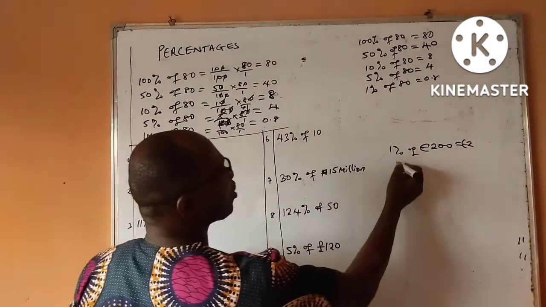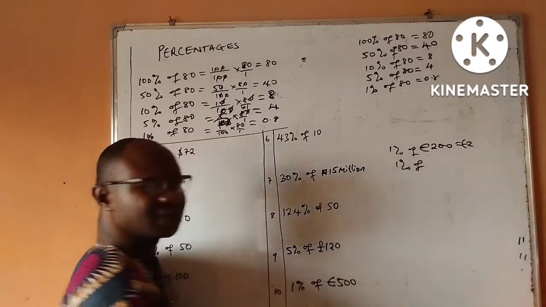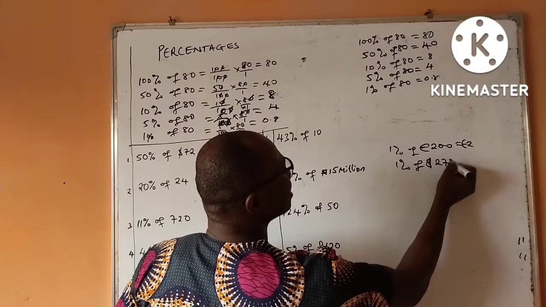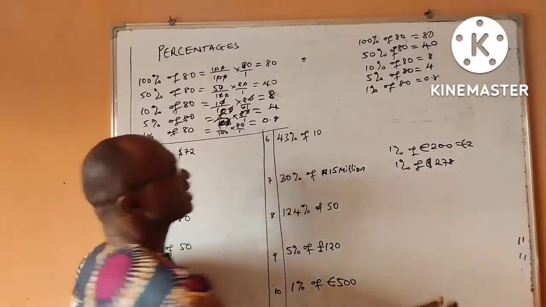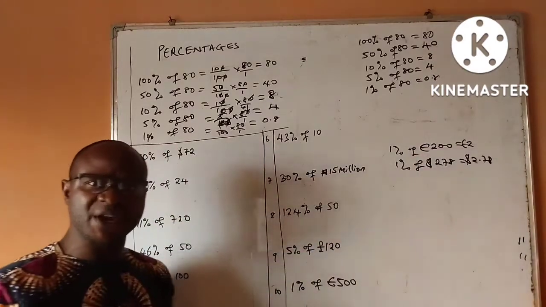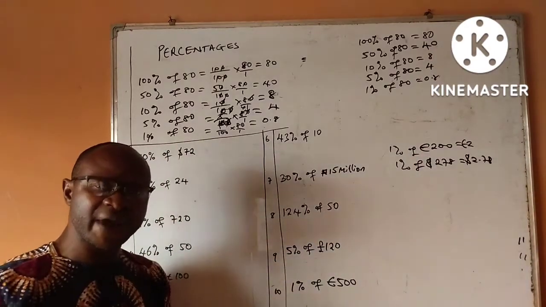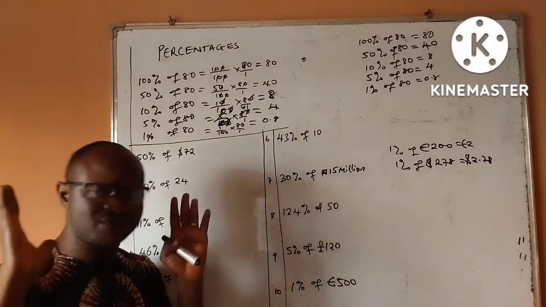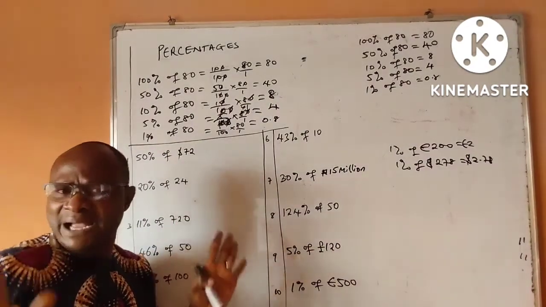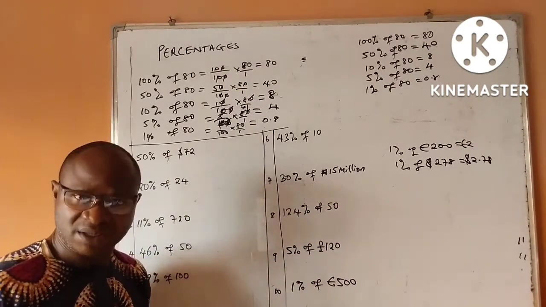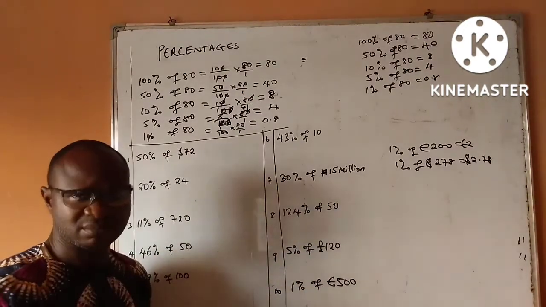I want to find 1% of, let's say, $278. That is going to give me $2.78. That is what it means. So 1% of any amount is simply to divide that amount by 100. As simple as that. So you are looking for 1% of 100. That is giving you 1.